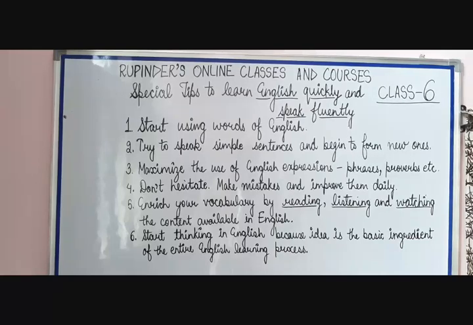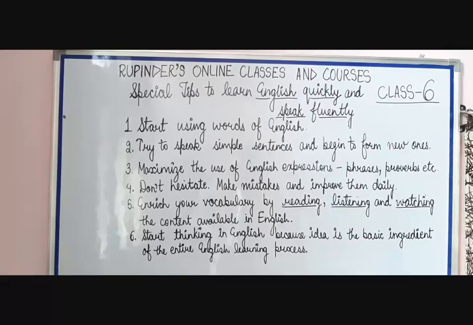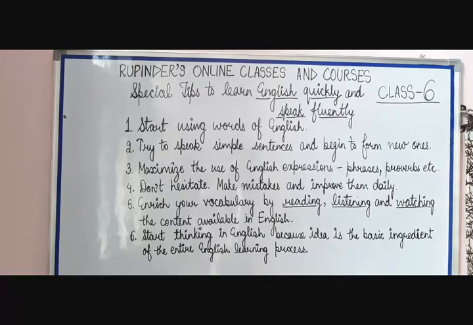Then the sixth point is start thinking in English. You have to start thinking in English, because of the idea that I have to learn English. Any idea is the basic ingredient of every project. And here the process of starting to think in English is going to work wonders for you. And that is the basic ingredient of the entire English learning process.